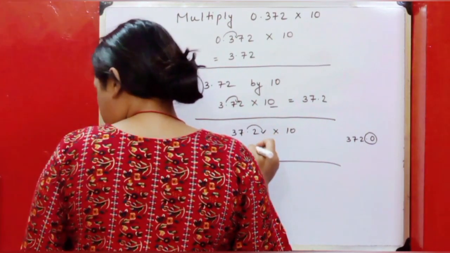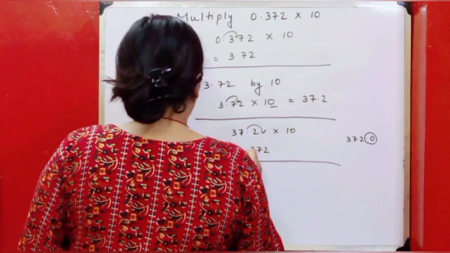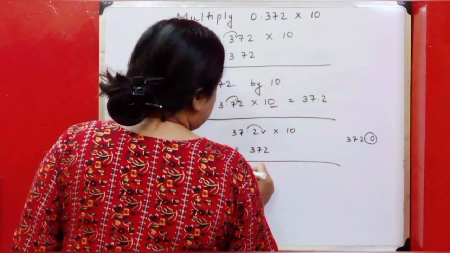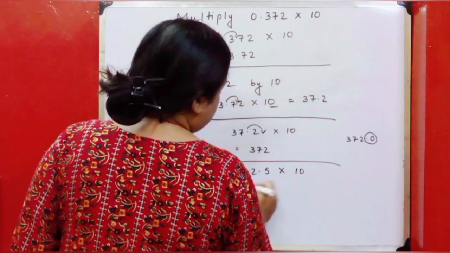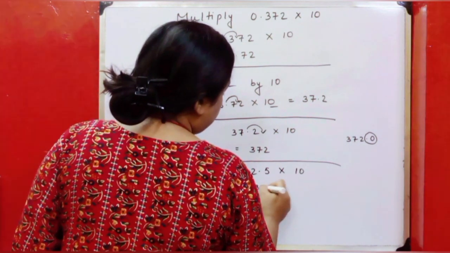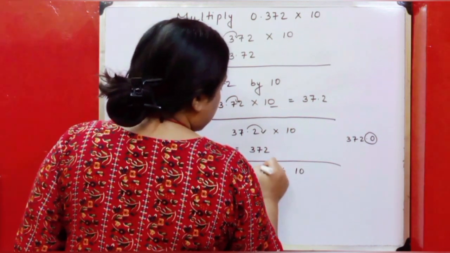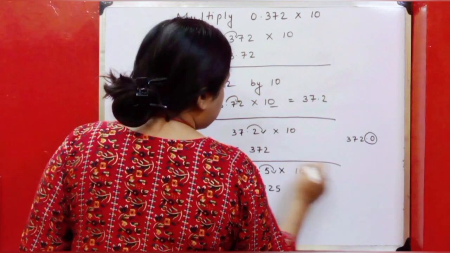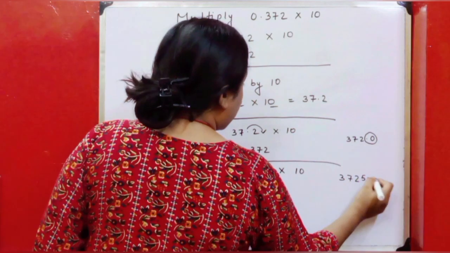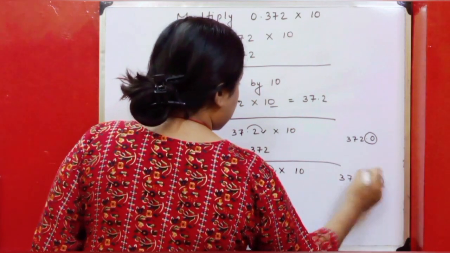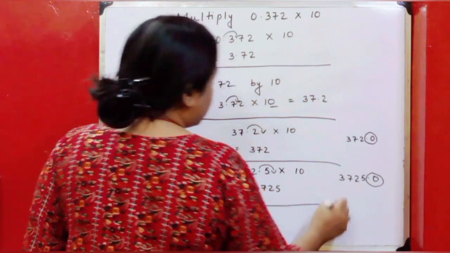Now 372.5 multiplied by 10 is 3725. This will be shifted one place and 3725.0, this thing doesn't exist, so the answer will be 3725.